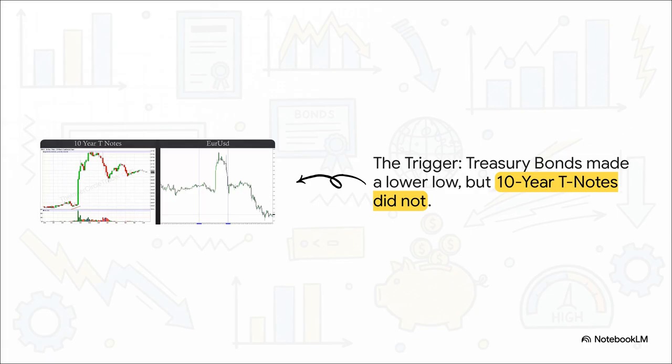This is it. This is the confirmation. Look closely here. You can see that the 30-year Treasury bond made a new low, right? But at the same time, the 10-year T-note refused to go lower. It failed to confirm the new low. This disagreement, this bullish divergence is our trigger. This is a huge clue that smart money is stepping in and buying bonds aggressively, getting ready for a big move.